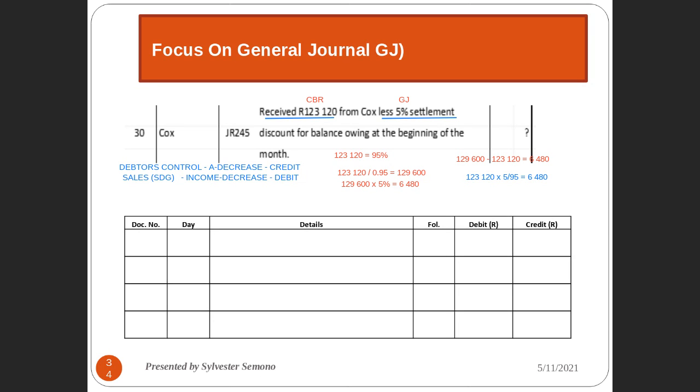Do you think that there is a VAT implication on this transaction? Do we have any VAT implications?